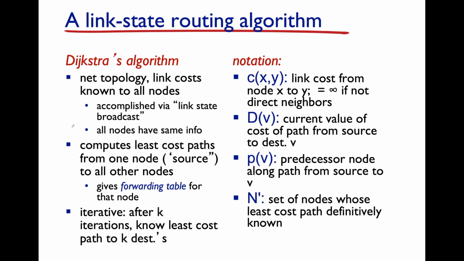So this predecessor is going to show you which way you go to get back to the source from some node V. Okay. So then we also have N prime. N prime is going to be this dynamic thing, like a blob, if you will. And N prime is going to be the set of nodes whose least cost path is absolutely known. One at a time, we're going to add another node and another node and another node to this N prime, and it's going to be grown until it encompasses all of the nodes in this particular network.